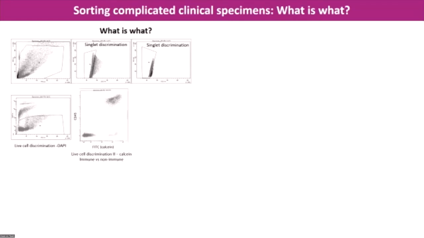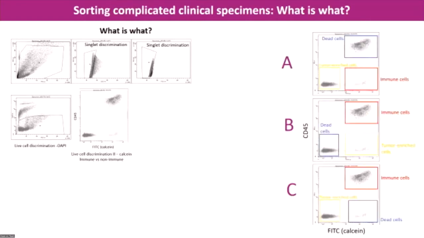And now we're gonna try something that I've never done before, so I hope it works. This is one clinical sample that we actually sorted. Again, you can see here, we got the single discrimination. We tried to be inclusive with the DAPI, and we got this. So I wanted to ask you guys which of these three options you think is correct.